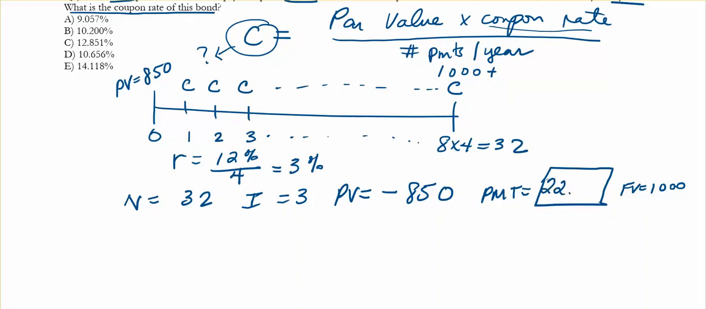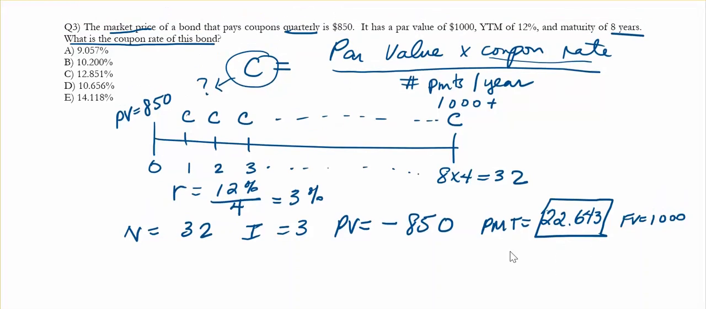And the payment will be a positive number because it has to have the same sign as the par value, because you receive a coupon as well as receiving the par value. They have to be going in the same direction. So we see that the quarterly payment is $22.64. So this is our C.